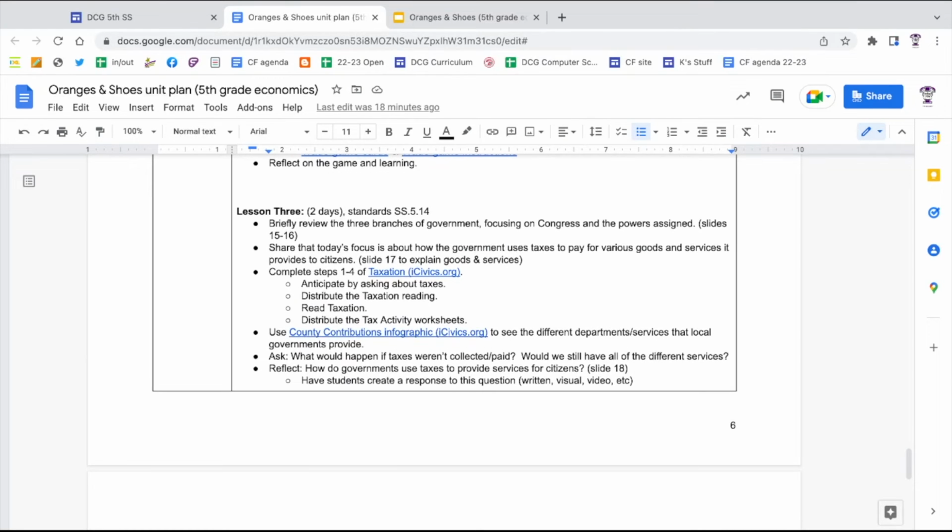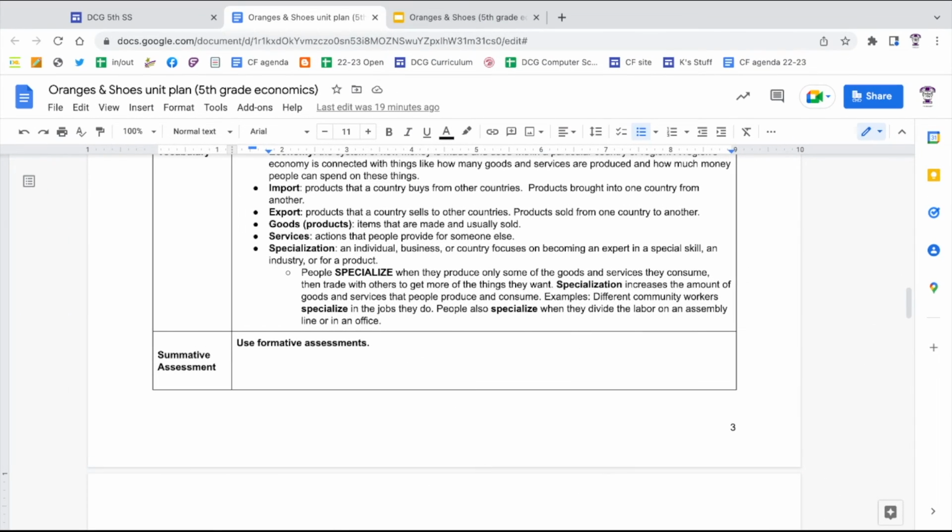The final lesson of this unit focuses on Standard 14 and takes 2 days to complete. Students will learn how the various bodies of government interact with and impact the economy, including taxation at the state and national level. 2 resources from iCivics are used in this lesson, so again, make sure you have an account. Once again, there is no set summative assessment for this unit, as the formative assessments provide the data and proof of learning for each of the 3 standards.